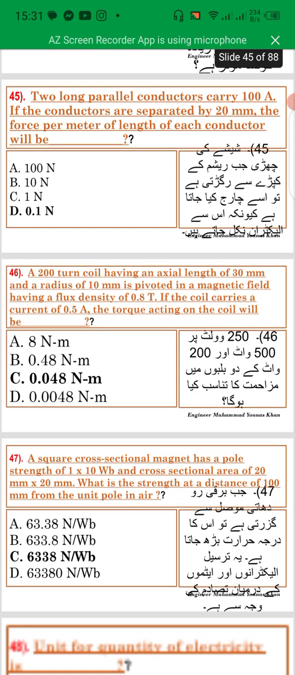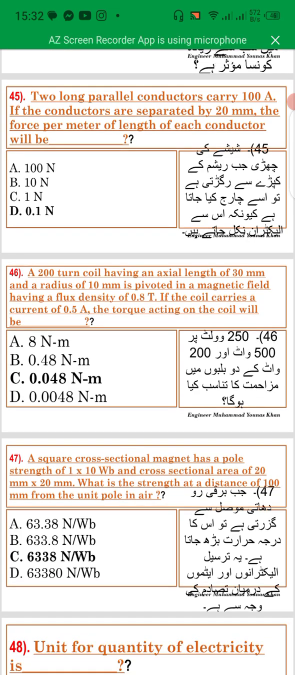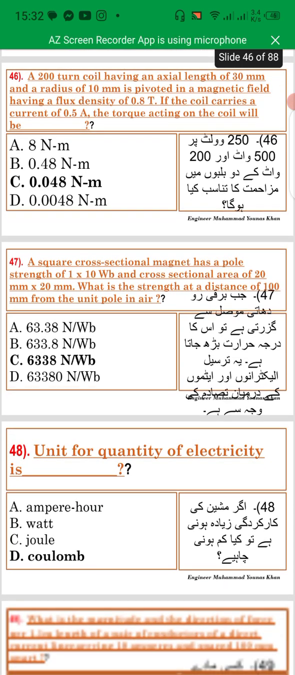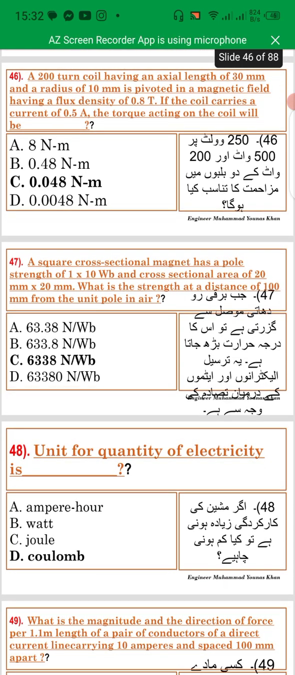Two long parallel conductors carry 50 ampere. If the conductors are separated by 20 mm, the force per meter of length of each conductor will be 0.1 Newton. A 200 turn coil having an axial length of 30 mm and a radius of 10 mm is pivoted in a magnetic field having a flux density of 0.8 T. If the coil carries a current of 0.5 ampere, the torque acting on the coil will be 0.048 Newton meter.